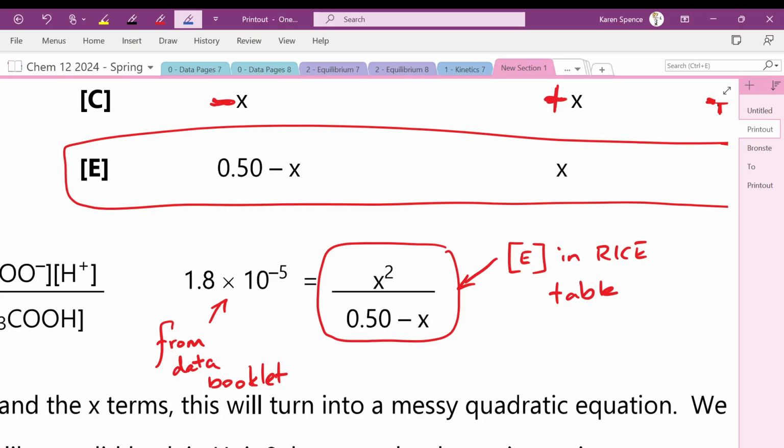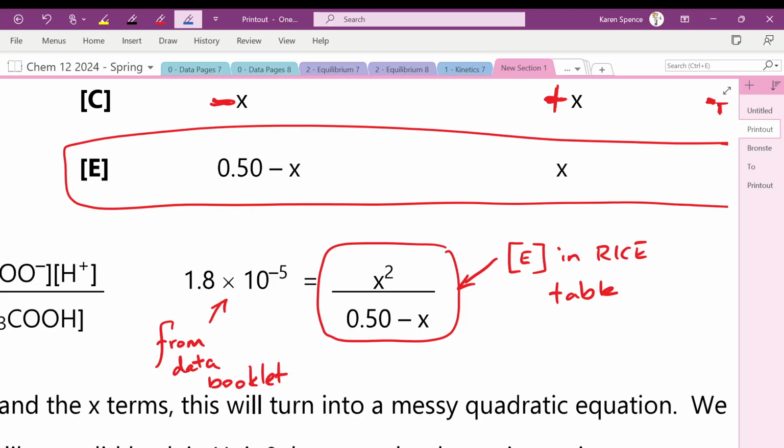Now, I don't know about you, but I look at this and I say, got an x squared term, got an x term, got a number. That means I have a quadratic. Ugh, I don't want to do a quadratic. Do you want to do a quadratic? Probably not. Some of you like to. You've got a calculator function that'll do it for you.